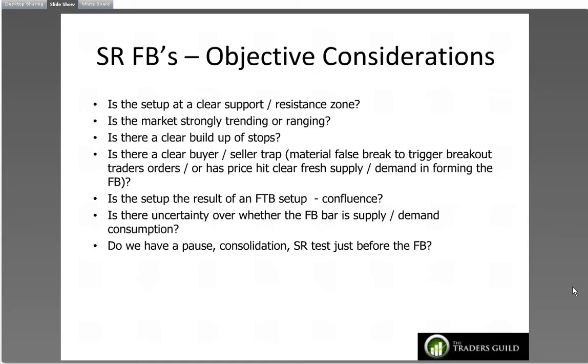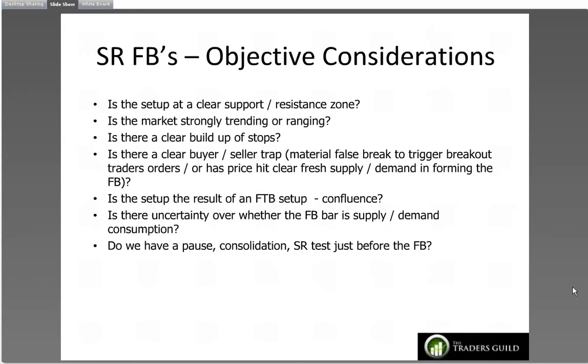Is there a clear buyer/seller trap? Obviously the trap is breakout traders getting caught alongside the market. So we're looking for the material false breakout or price hitting the clear fresh supply demand. Is the setup the result of an FTB setup, first time back setup? That provides us a confluence. Sometimes you'll find them go hand in hand. You get a first time back related to a false breakout of a very close SR. And obviously that's a powerful confluence setup.